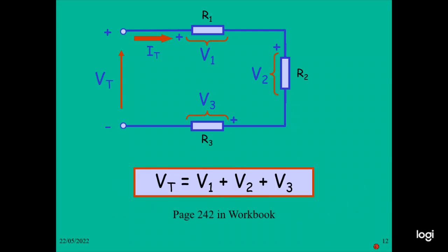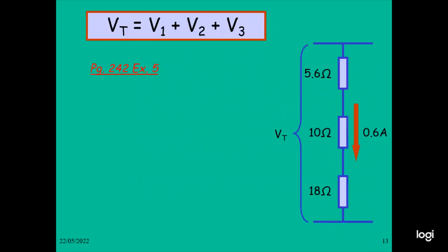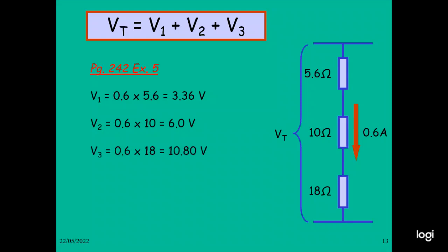VT equals V1 plus V2 plus V3. In this example, a current of 0.6 ampere is flowing, and the resistances are 5.6 ohm, 10 ohm, and 18 ohm. So V1 is 0.6 times 5.6, 3.36 volts. V2 is 0.6 times 10, 6 volts. V3 is 0.6 times 18, 10.8 volts. So you add everything: 3.36 plus 6 plus 10.8, you get 20.16 volts.